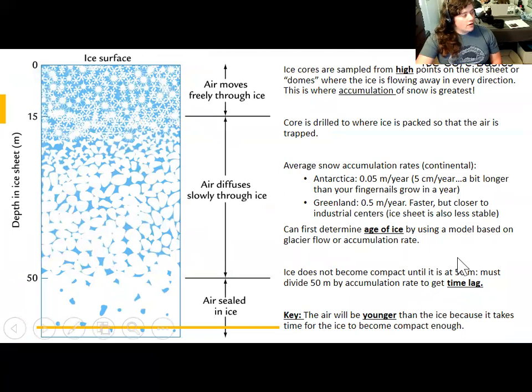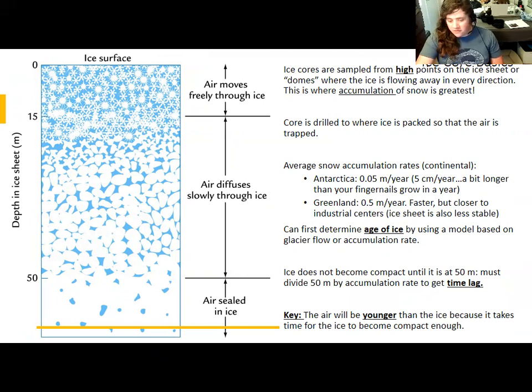And ice cores are taken from high points on the glacier. They're taken from the top of the dome from which the ice is flowing away in every direction. And that's because the accumulation of snow is highest here, and that means that the glacial ice will compress more quickly. Now, how do we figure out how old the ice is?